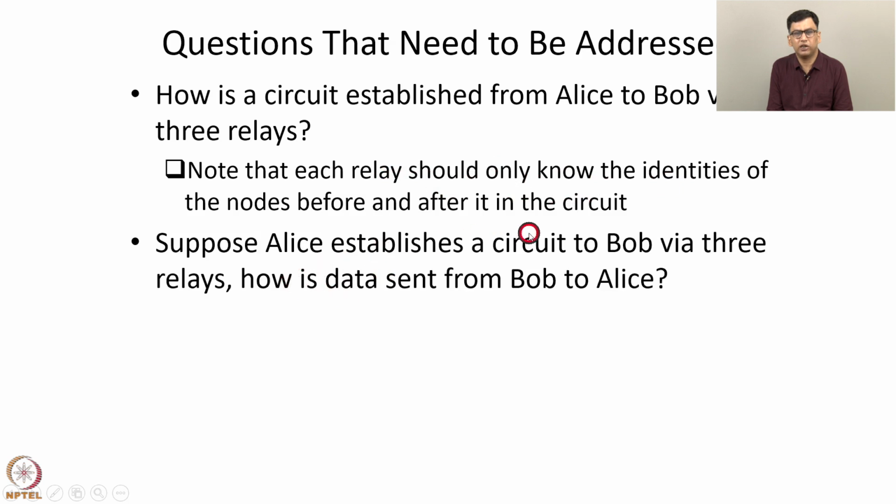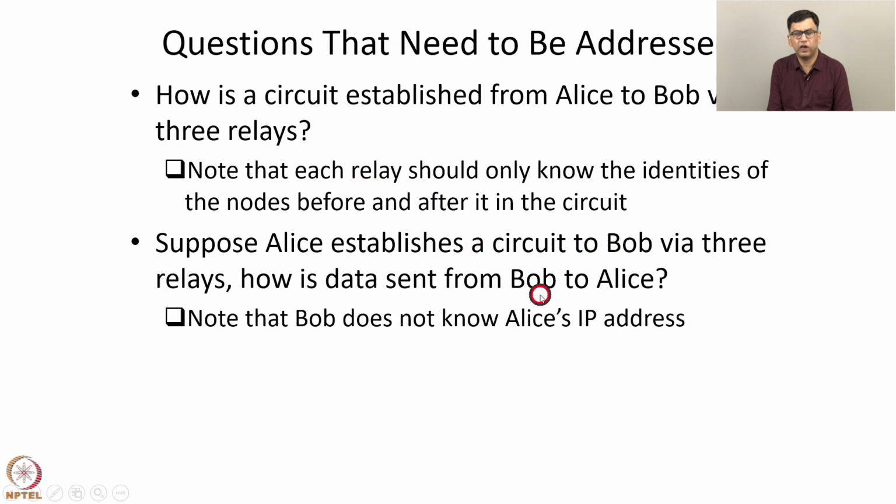Suppose Alice establishes a circuit to Bob via 3 relays. How is data sent from Bob to Alice? That is in the return path. So how does Bob know where to send the data to? So notice that Bob only knows the identity of the exit relay. Bob does not know the identities of the middle relay, guard relay, or of Alice. So how does Bob know how to send the return information back to Alice?